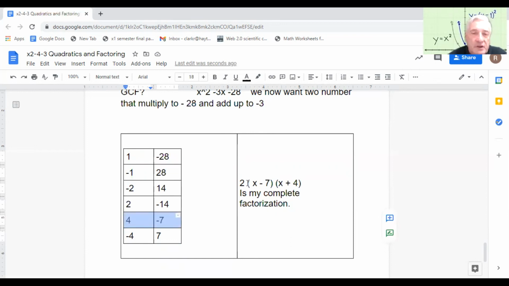So we wrote over here, we put down the 2. Where did the 2 come from? You took a 2 out with the GCF. Is it a factor? Yes, it is. It won't be a solution, but it's a factor. So the complete factorization, we get the 2 out front. Then we get x minus 7 and x plus 4. This is complete. That's my complete factorization.